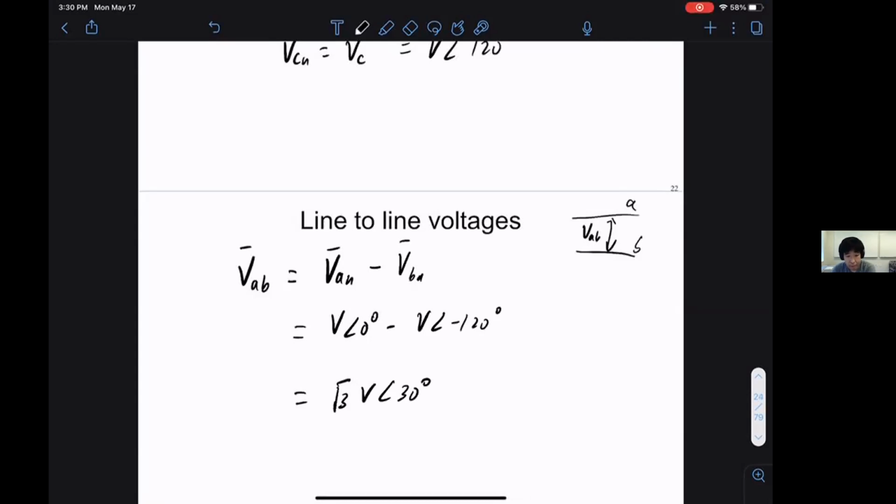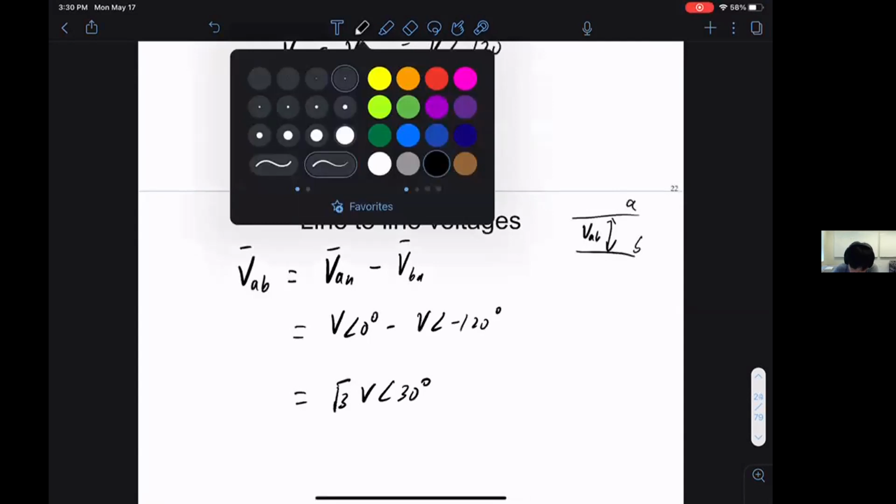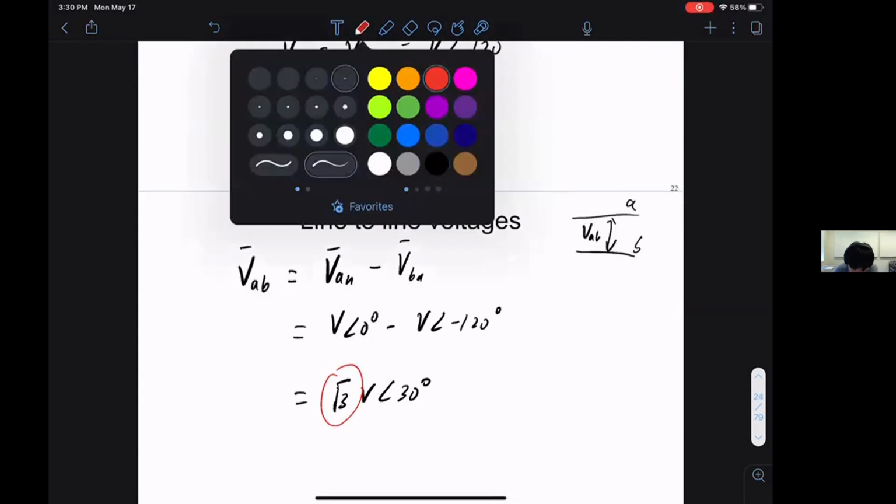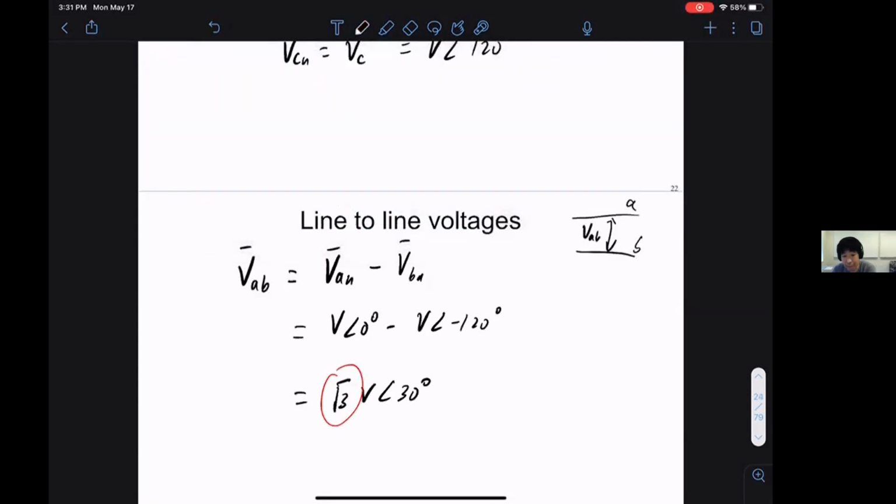Any questions about this? This is just straightforward subtraction. The √3 comes out in front and the angle is 30. This √3 becomes very important. For three phase, almost every question comes down to, can you divide or multiply by the correct √3? Do you know where this √3 enters? It's very important to remember the line to line voltage is √3 times higher than the line to neutral voltage. This is an important factor to remember.